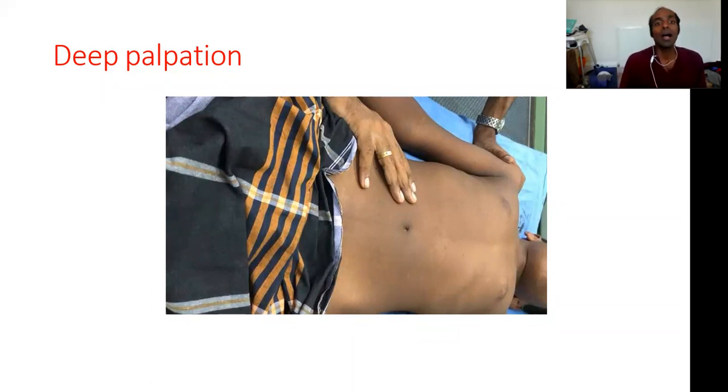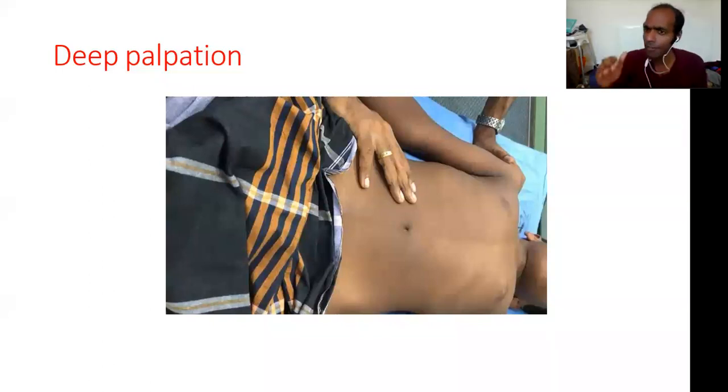And deep palpation for the liver is done like this. This was the original video. It doesn't play anymore, probably because the links are not working. But when you come to the wards, we will show you how to do this properly. And we have already done this during your introductory appointments, okay?